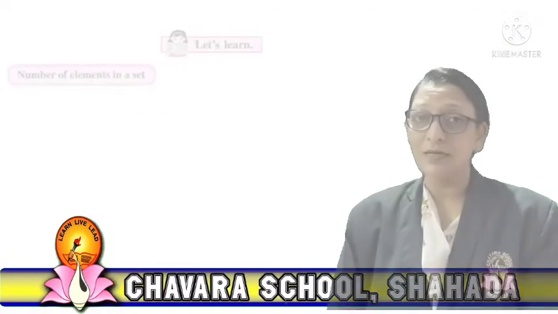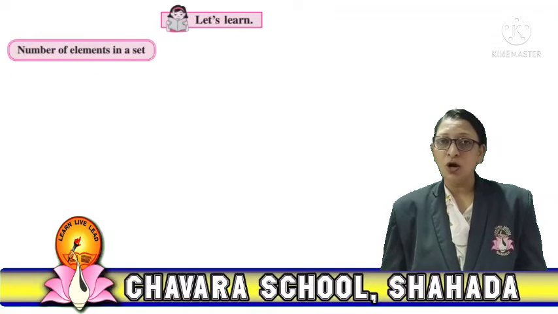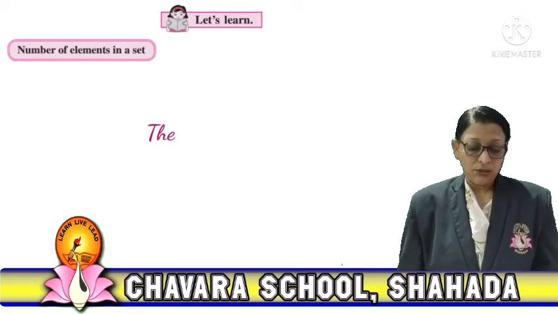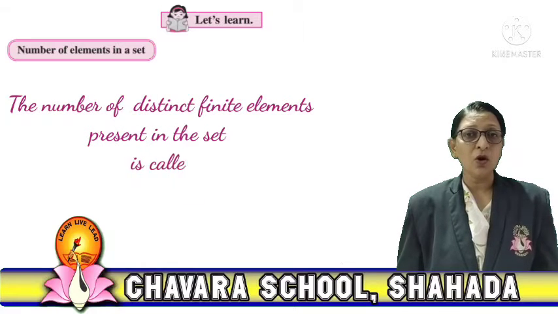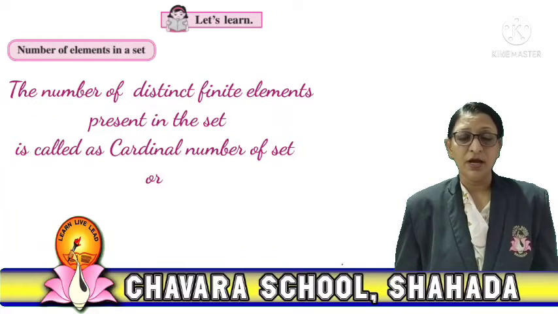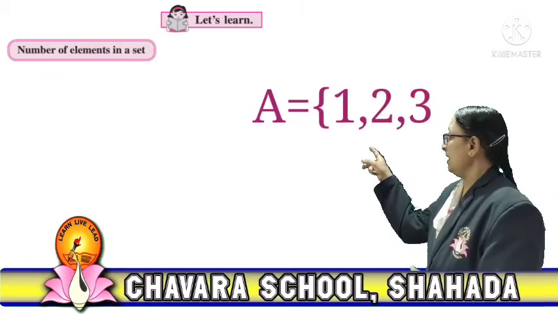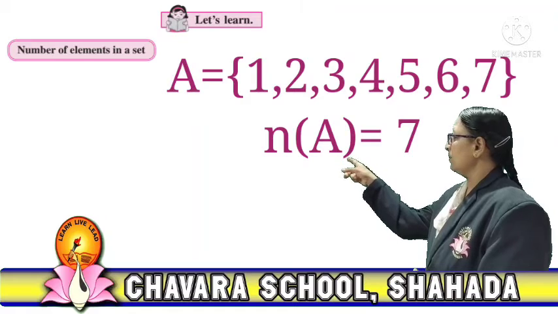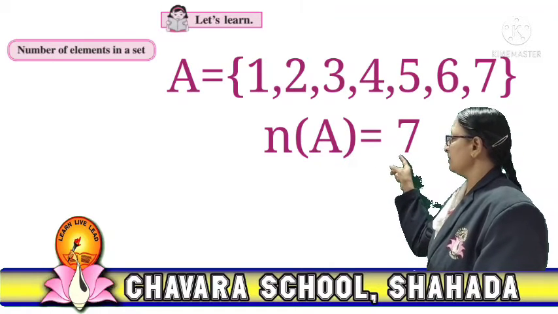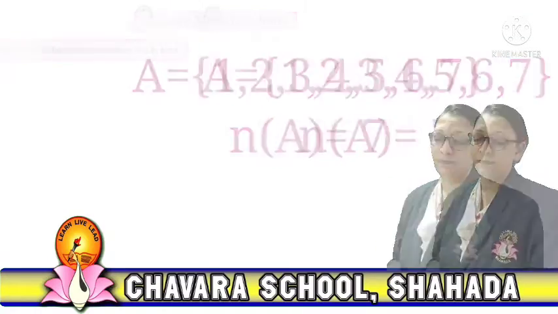Dear students, let's learn the number of elements in a set. It is also called the cardinal number of a set. The number of distinct finite elements present in the set is called the cardinal number of the set, and it can be represented as: set A is the set of 1, 2, 3, 4, 5, 6, 7. Therefore, the cardinal number of set A is 7, since there are 7 distinct elements in the set A.